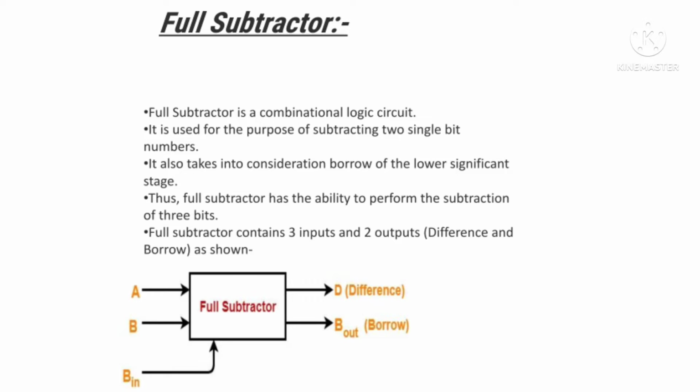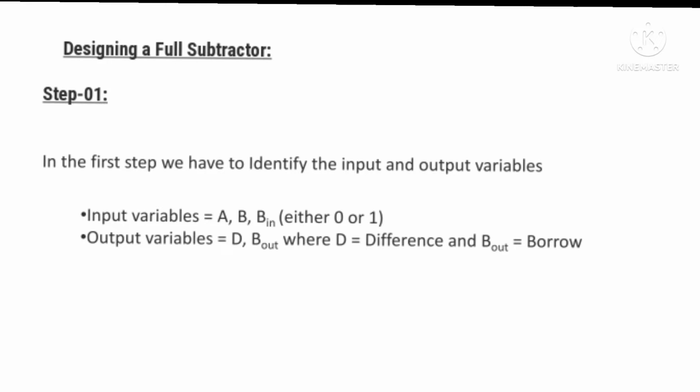Now let's see the 4 steps we require to construct a full subtractor. In the first step, we have to identify the input and output variables. As we have already discussed, the input variables are A, B and B in. The input variables may be 0 or 1, and the output variables are D and B out, where D is the difference and B out is the borrow.